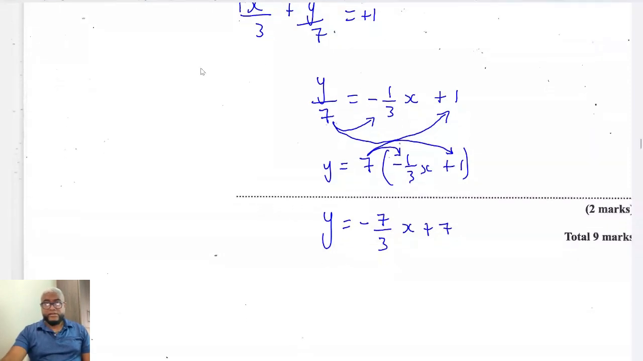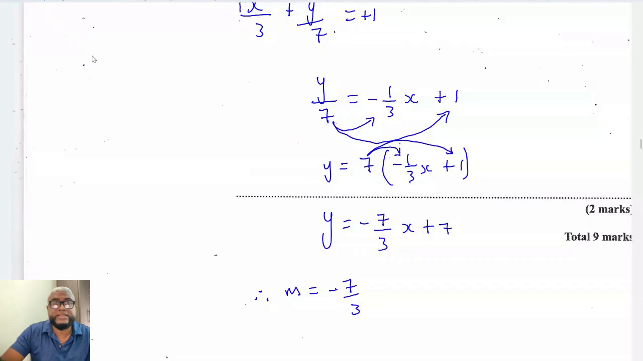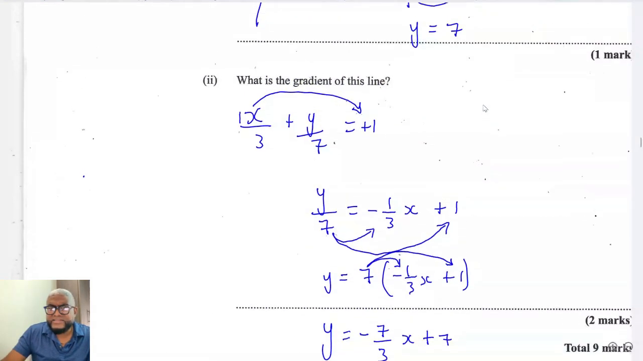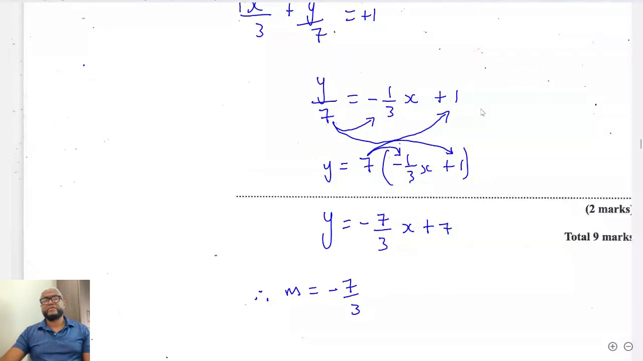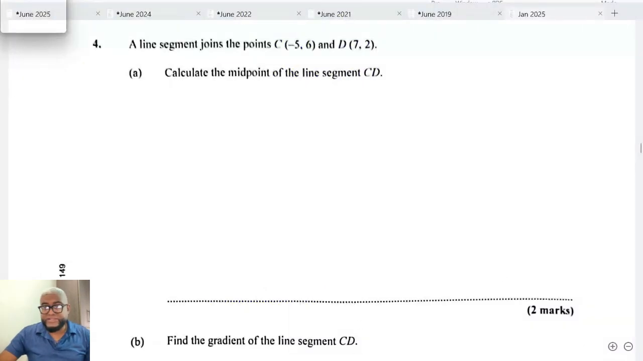Everybody good there? So therefore, what is the gradient of the line? Because that's what the question asks us. Therefore, m is equal to negative 7 over 3. That's what the question did ask, right? What is the gradient of the line? Right, 9 marks in the bag. In the bag. That was January 2025.